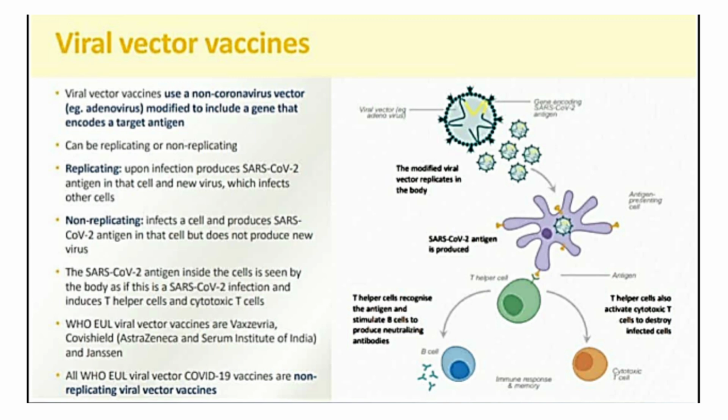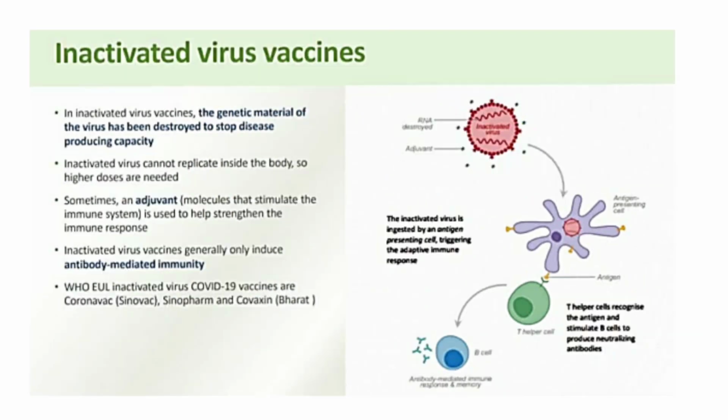First is viral vector vaccines. This uses a non-coronavirus vector, for example a modified adenovirus, to include a gene that encodes the target antigen. This can be replicating or non-replicating type. The SARS-CoV-2 antigen inside the cells is seen in the body as if it is a SARS-CoV-2 infection and induces T helper cells and cytotoxic T cells. This is diagrammatically given on the right side. Mostly the World Health Organization uses viral vector COVID-19 vaccines, or non-replicating viral vector vaccines.